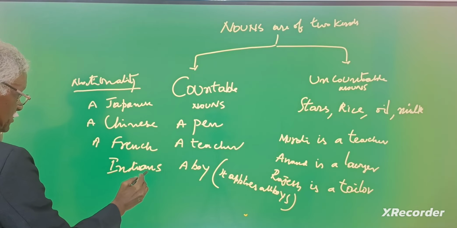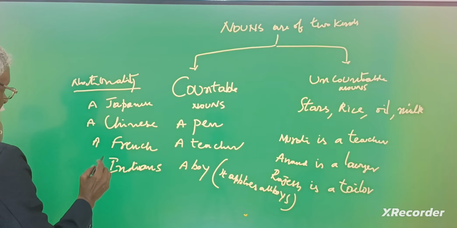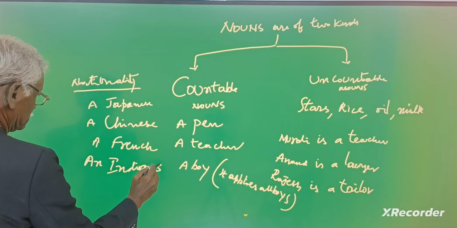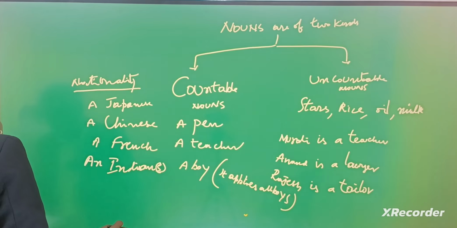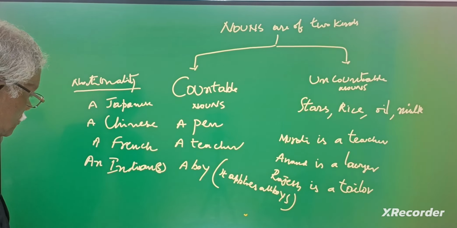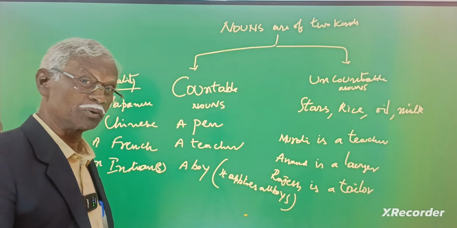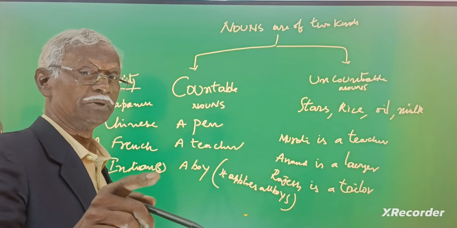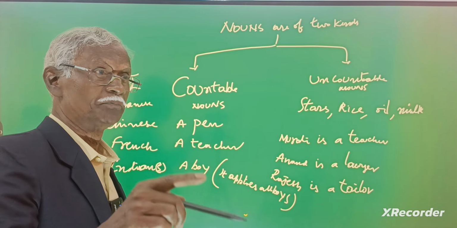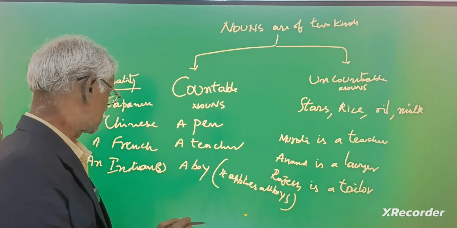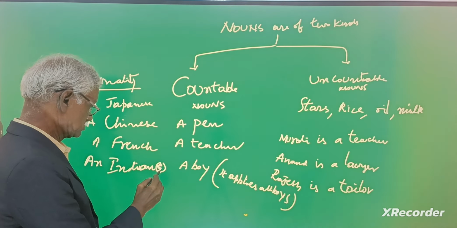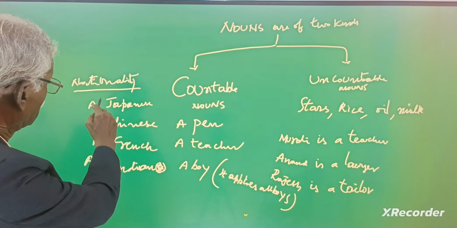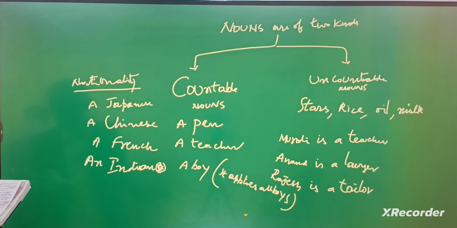But for Indians, what comes here? An Indian, not Indians. When you talk of the particular Indians, people belonging to our country, in plural you can use the. But here, an Indian is an exception. For all the others, a comes.